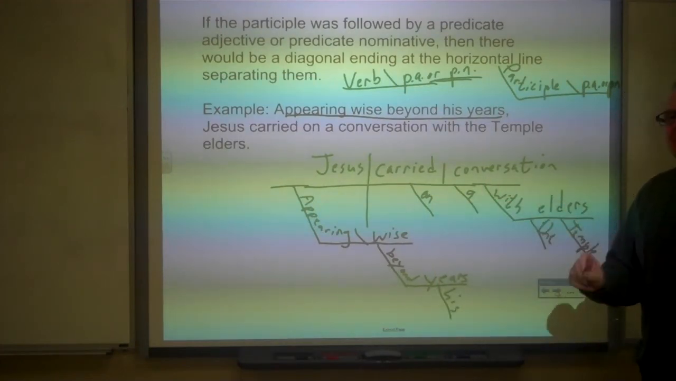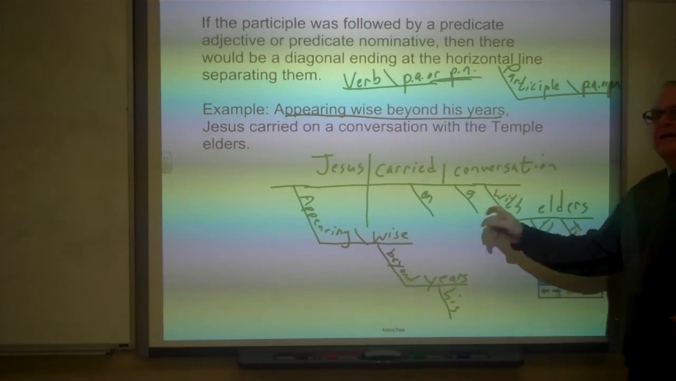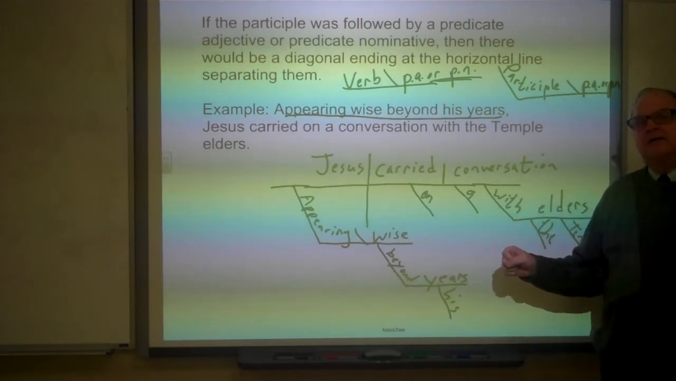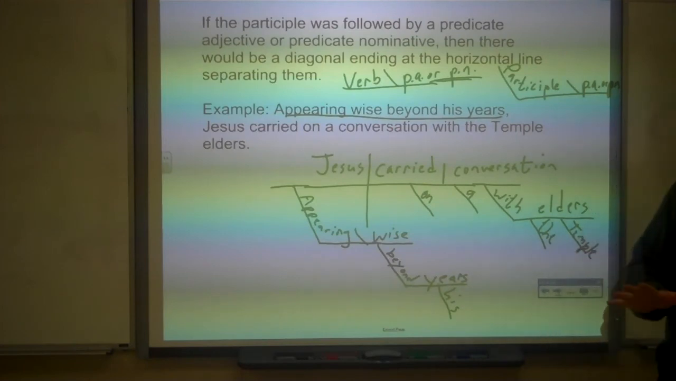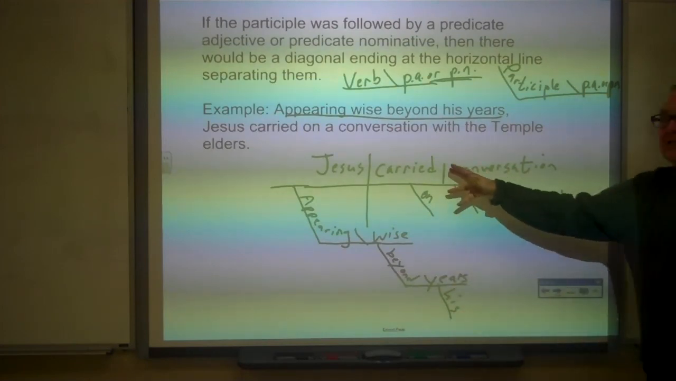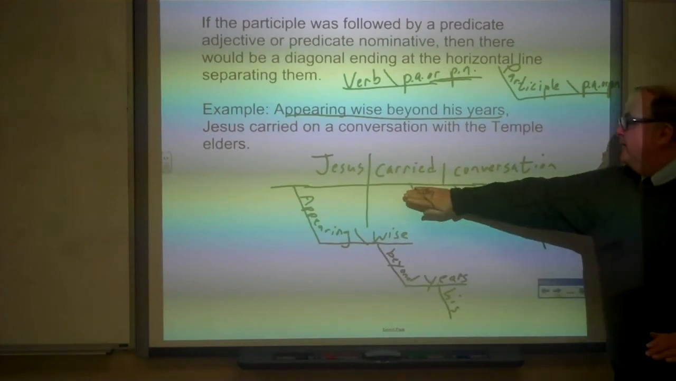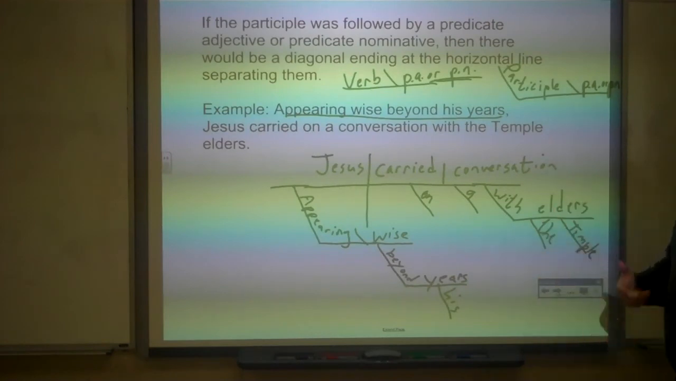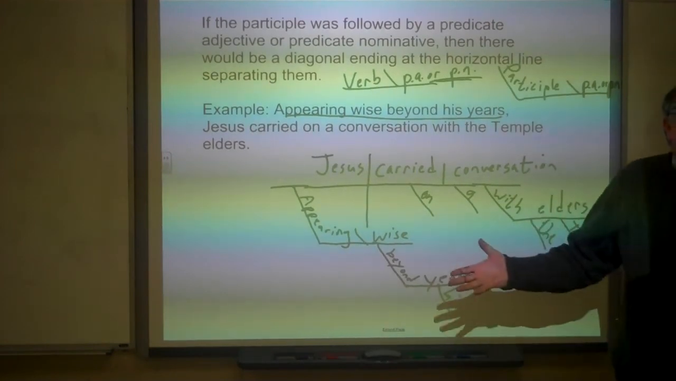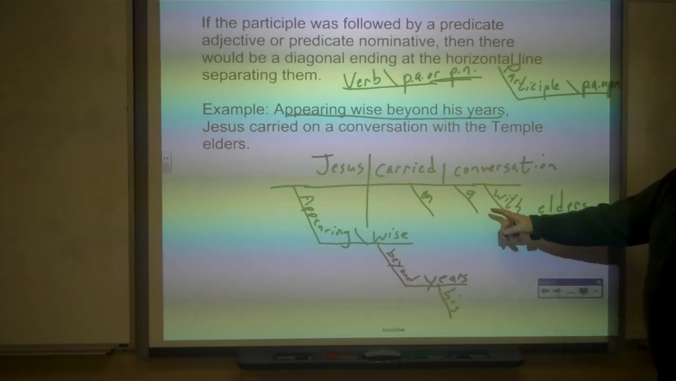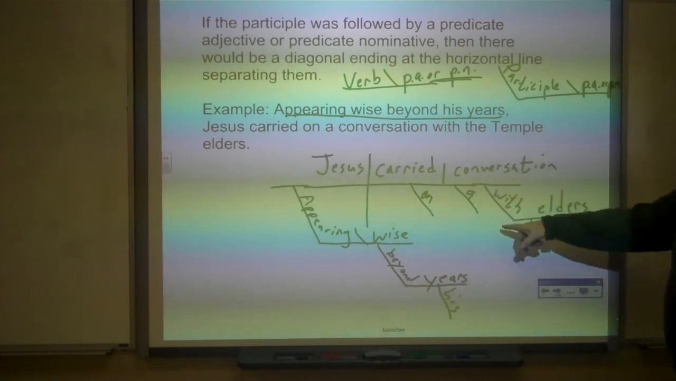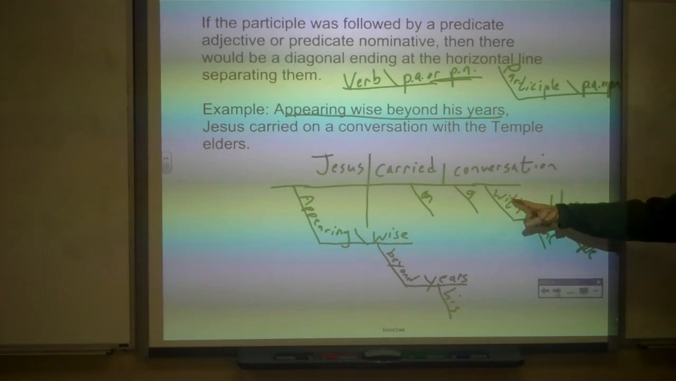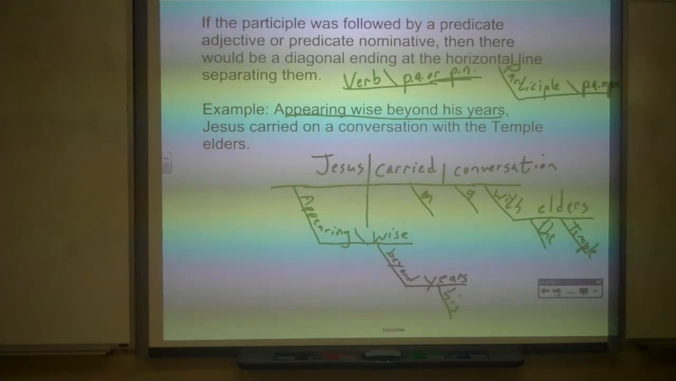However, if you did diagram conversation as the object of the preposition on, I probably wouldn't mark you off for it, even though I really think this is a better way of doing it, because we can delete the on from the sentence and it still makes sense. We could say he carried a conversation with the elders, and it says pretty much the same thing. Okay, so anyway, conversation, A modifies conversation, prepositional phrase modifying conversation, with elders, direct object, object of preposition with, and the and temple both modify the elders.